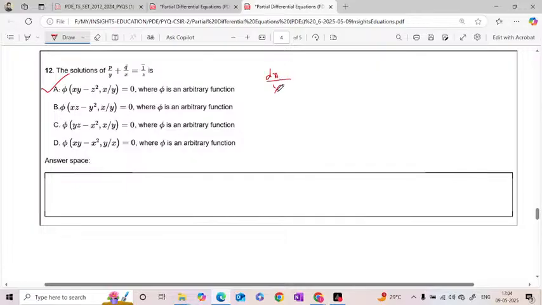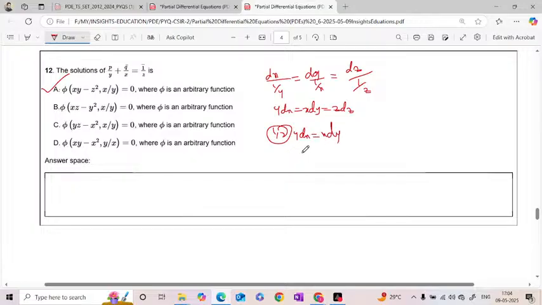dx by 1 by y, dy by 1 by x and dz by 1 by z. So y dx equals x dy, so dy by x equals dx by y. So x by y is equal to constant, and x by y, y by x. Okay. Next one, combinations.